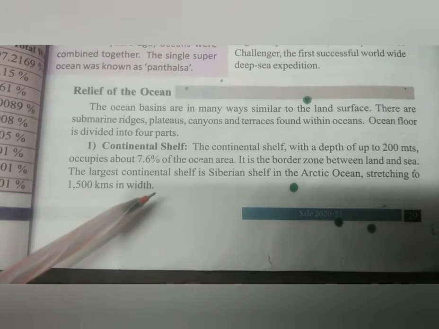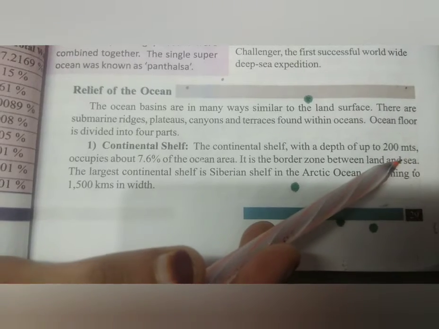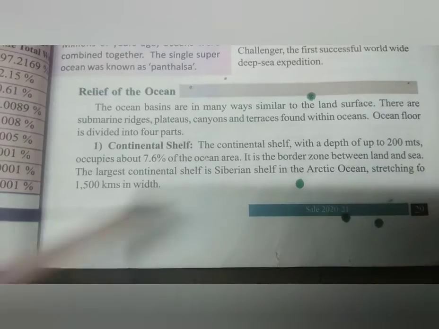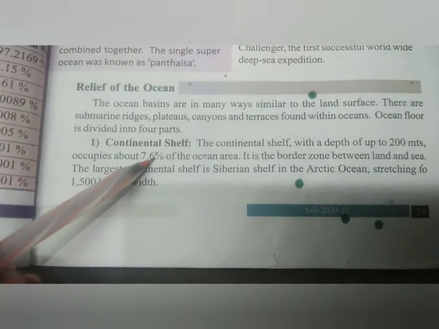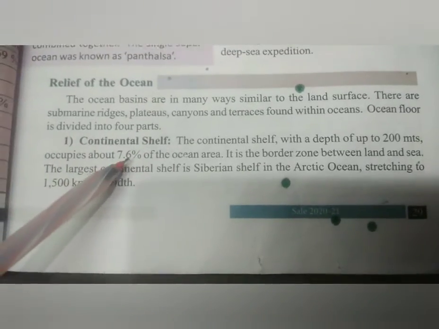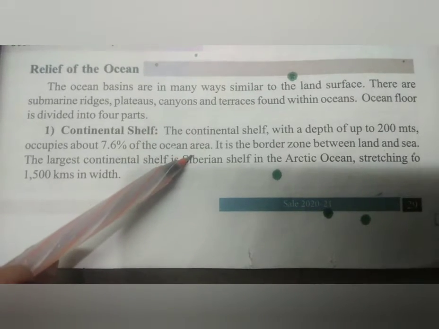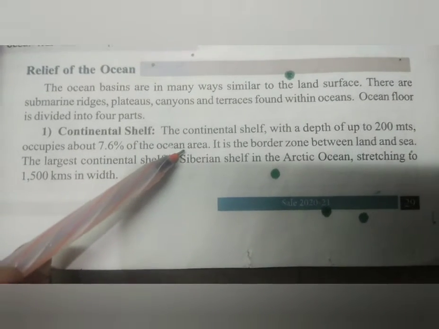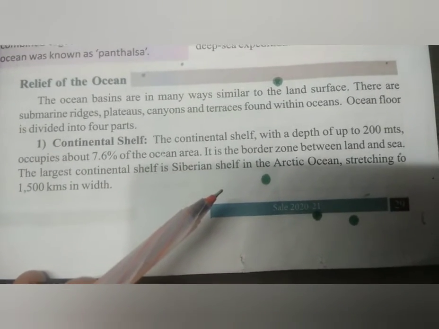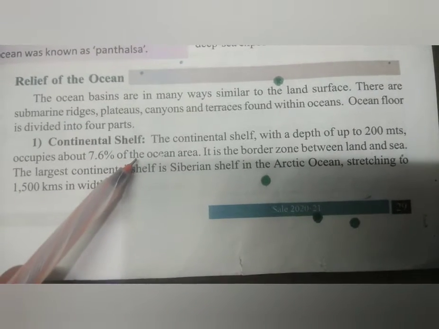So what is the continental shelf? Its depth is 200 meters, and it occupies about 7.6% of the ocean area. The continental shelf increases the sea level slowly: first slowly land, after that beaches, after that the continental shelf. Then we go to greater depth.